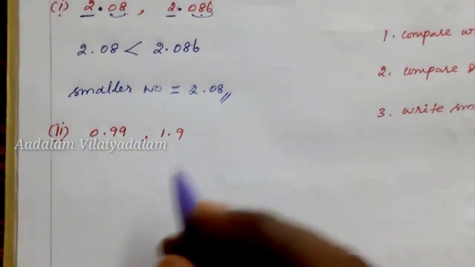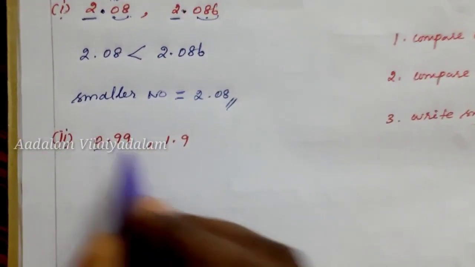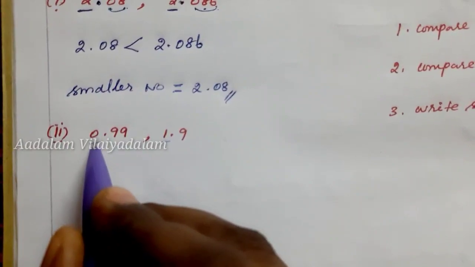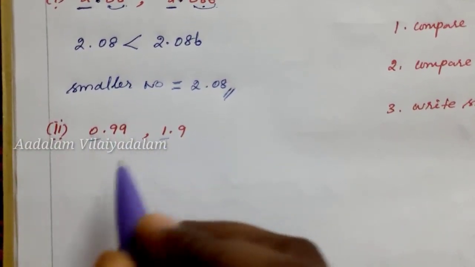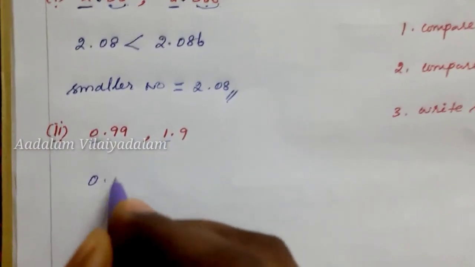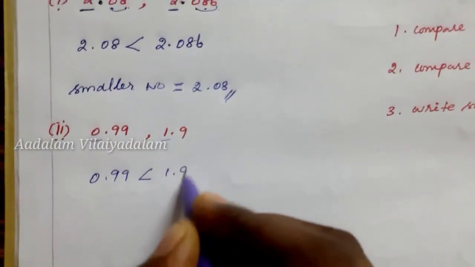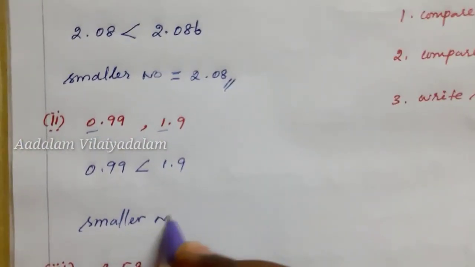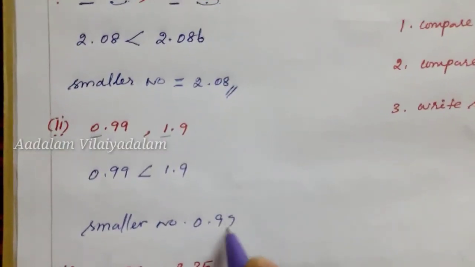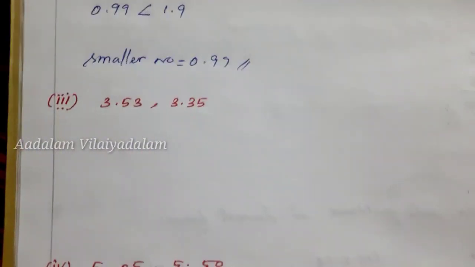Next, second subdivision: 0.99, 1.9. So compare the whole number part. Here 0 is the small number and 1 is the greater number, isn't it? So we can conclude 0.99 is less than 1.9. So easily we can write the smaller number is 0.99. That's it. So let's move to the third subdivision.